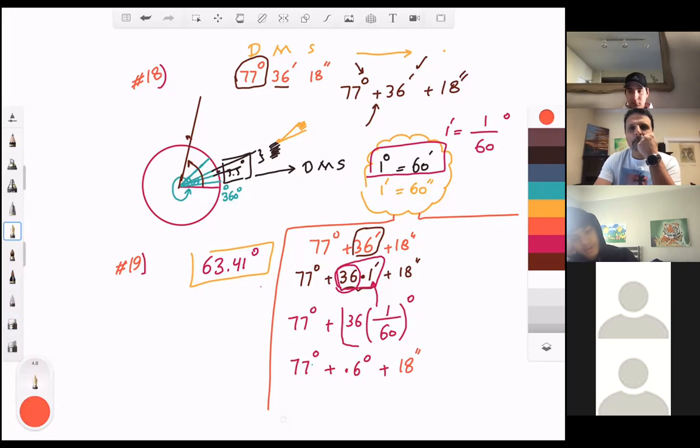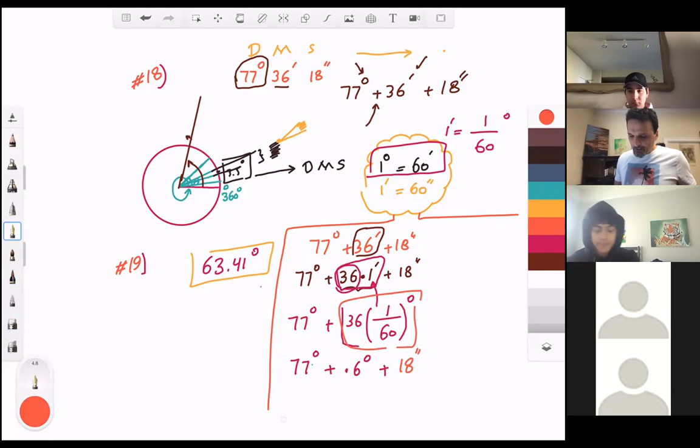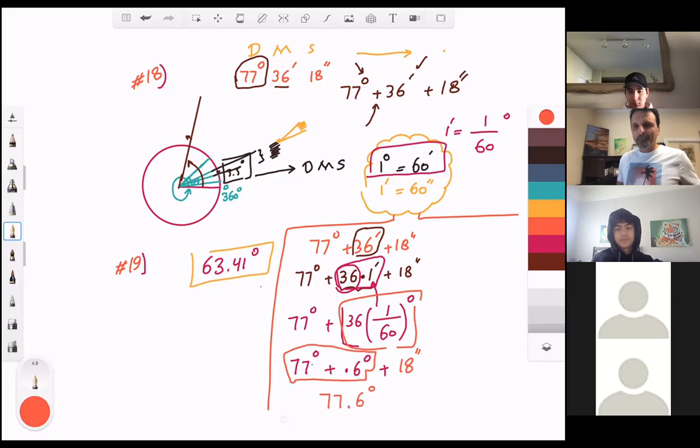Does that make sense? Yeah. So this is a cheating note that we do. So now 77 degree plus 0.6 degree, both of them, they have the same degrees. So I can write 77.6 degree. And we can use a calculator to add them. 77 plus 0.6 is 77.6 degree plus 18 second.